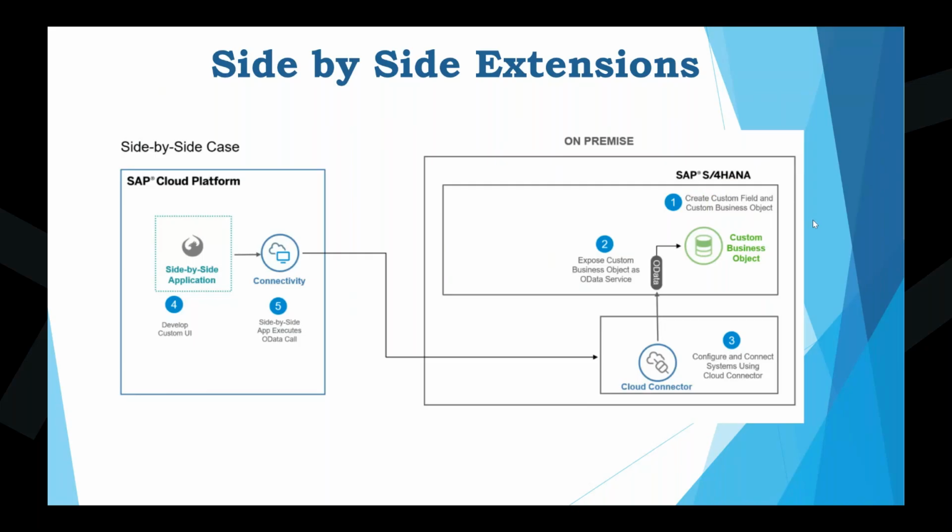Now coming to side-by-side extensions. See, if you look at this, you are in the SAP BTP platform, and you are developing your Fiori applications here. But your OData service is in your on-premises system. You are developing your OData service in the on-premises system, but you are consuming the OData and developing the UI part in the BTP. So this is called side-by-side extension.